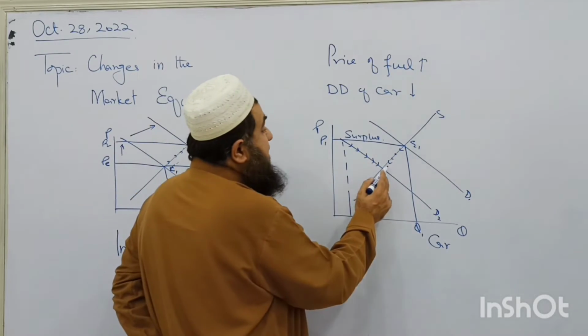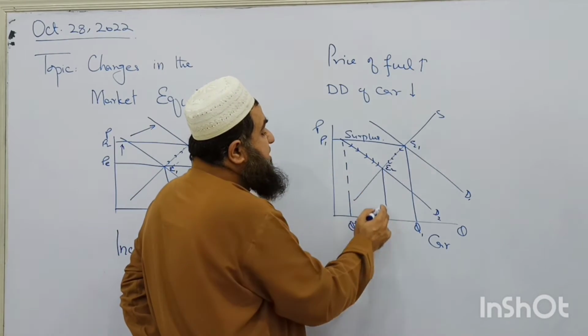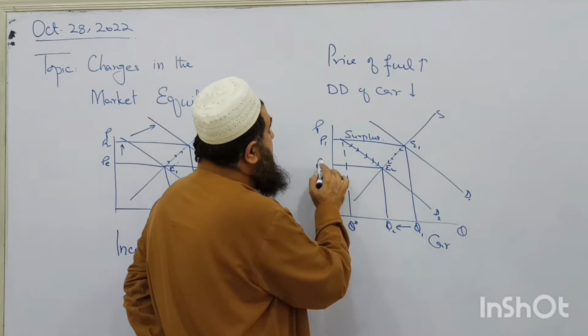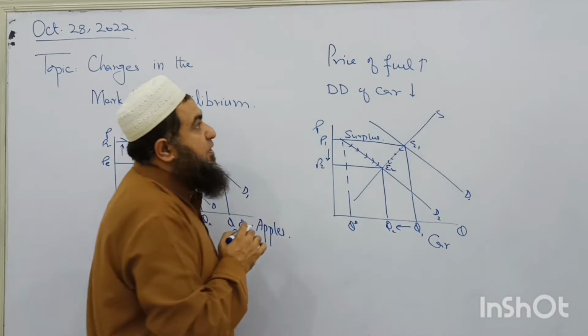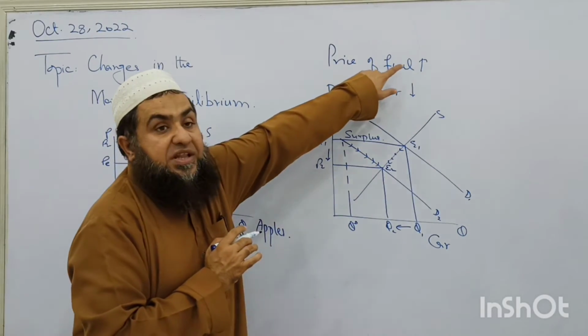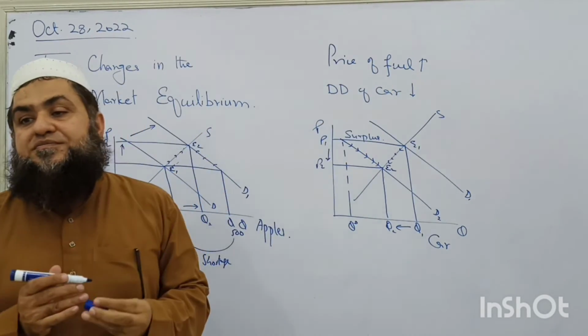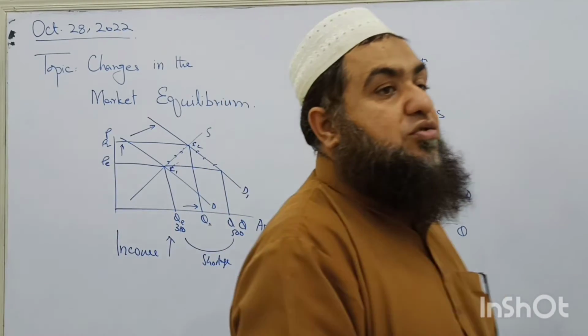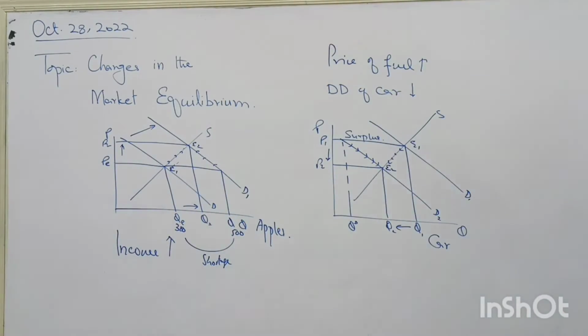So we see at the new equilibrium point what is happening. The equilibrium quantity has gone down along with a decrease in the price of the product, and it is due to the increase in the price of fuel. In the fuel market, the government has increased the price of fuel, so it has affected the demand for cars in the car market. Follow my point?